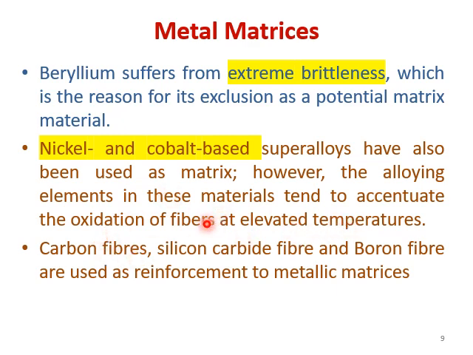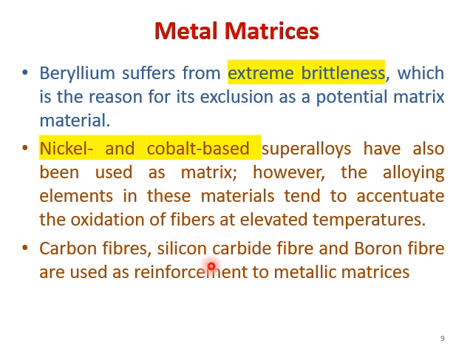Now carbon fibers, silicon carbide fiber and boron fiber are the fibers which are used as reinforcement to metallic matrices. Now we have seen the different kinds of metallic matrices like aluminium, titanium, beryllium, right? Nickel and cobalt based alloys, superalloys. So all these matrices have to be reinforced, right? So these matrices are reinforced with fibers like carbon fiber, silicon carbide, boron fiber. We have discussed carbon fiber and silicon carbide fiber.